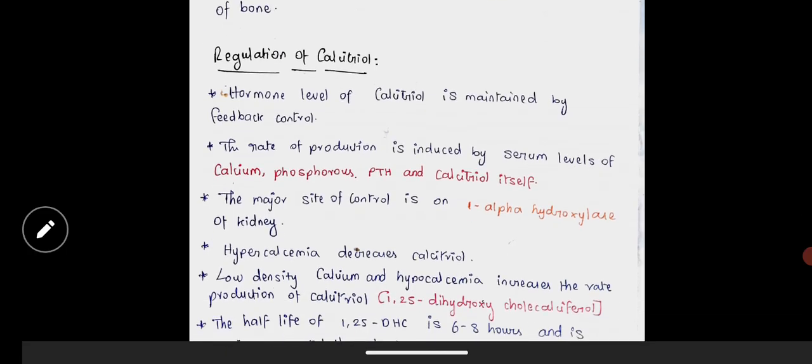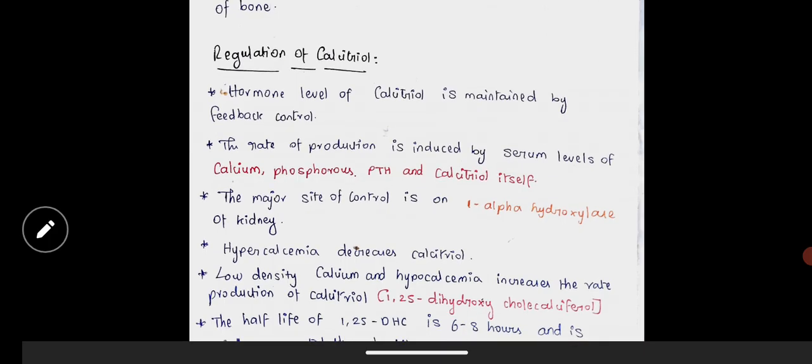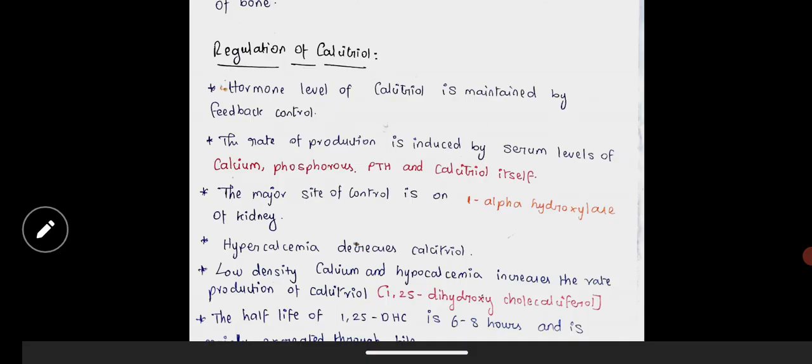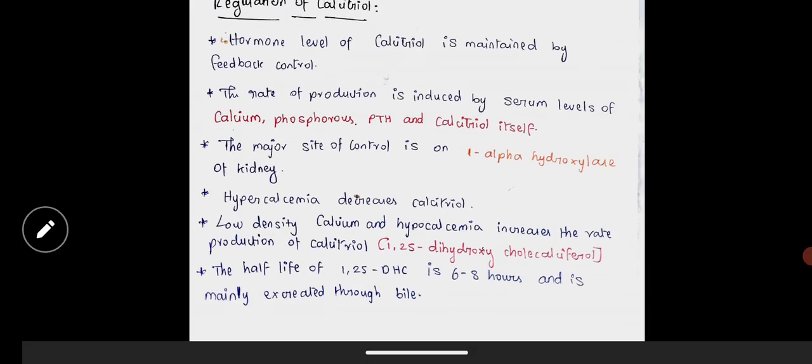Hypercalcemia. What is hypercalcemia? We all know it is a basic thing. Overproduction of calcium decreases calcitriol. The basic function of calcitriol is to increase the blood calcium level, in proper words, to maintain the blood calcium levels. So when hypercalcemia occurs, it decreases calcitriol, because calcitriol would only increase the calcium levels further. If it is hypercalcemia, how will calcitriol act? It is a basic thing, right?